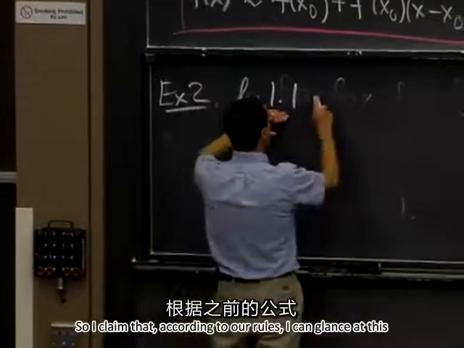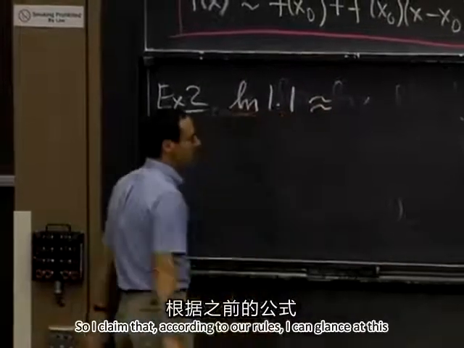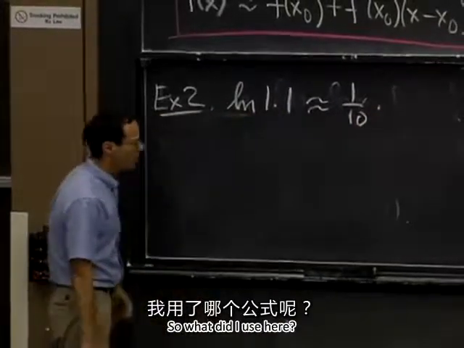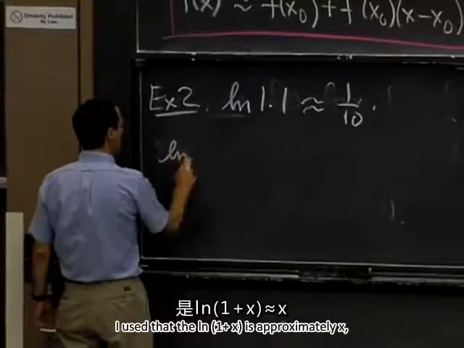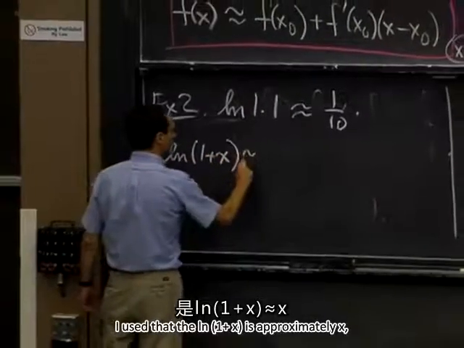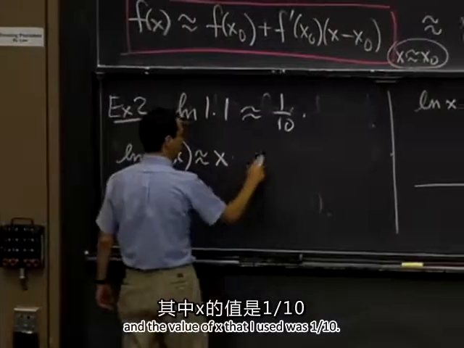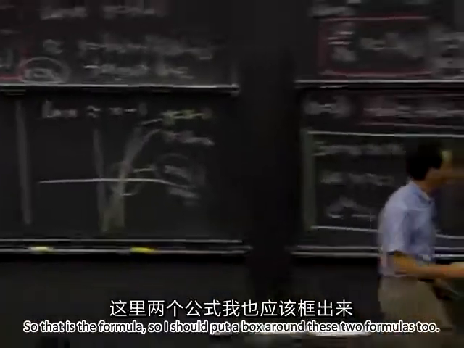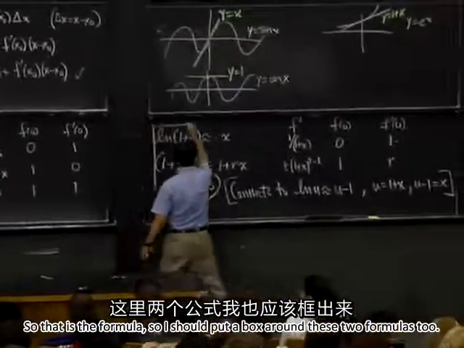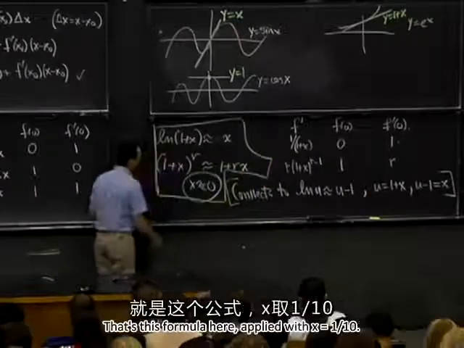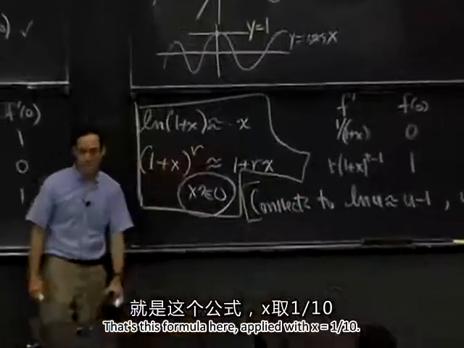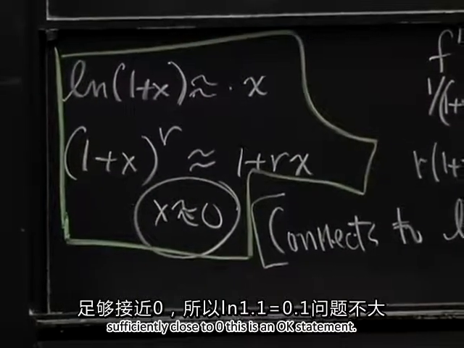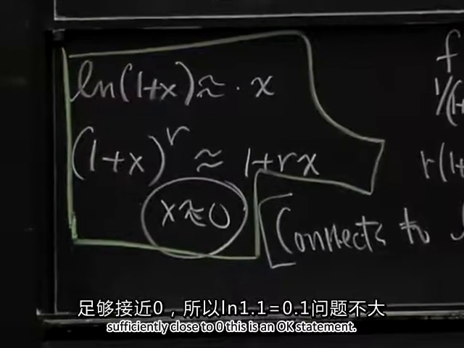So I claim that according to our rules, I can glance at this and I can immediately see that it's approximately a tenth. So what did I use here? I used that the log of 1 plus x is approximately x, and the value of x that I used was a tenth. So that is the formula. Maybe I should put a box around these two formulas too. That's this formula here applied with x equals a tenth. I'm claiming that a tenth is a sufficiently small number, sufficiently close to 0, that this is an okay statement.